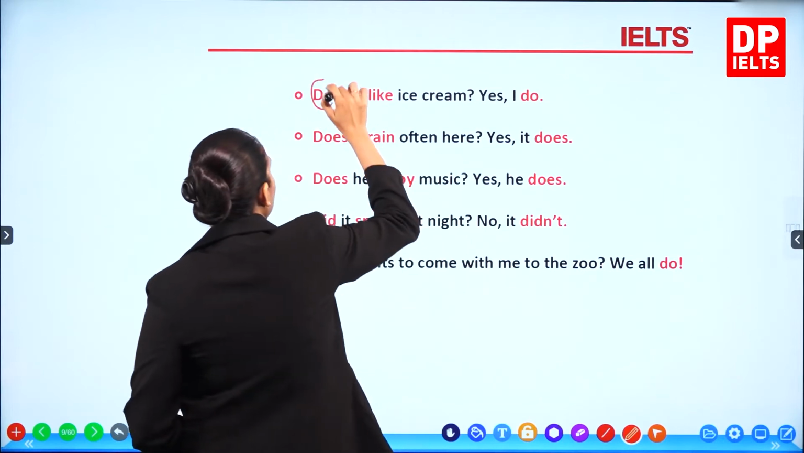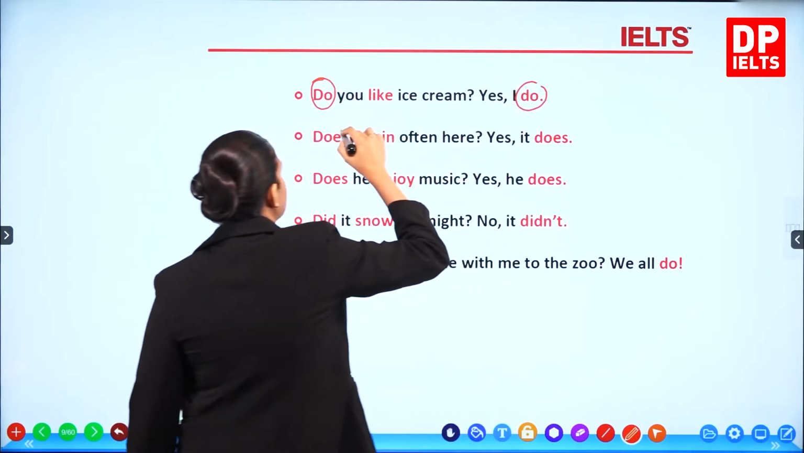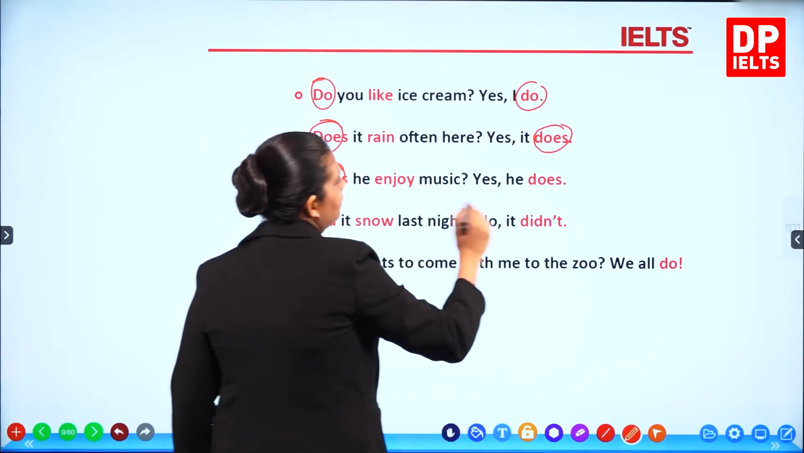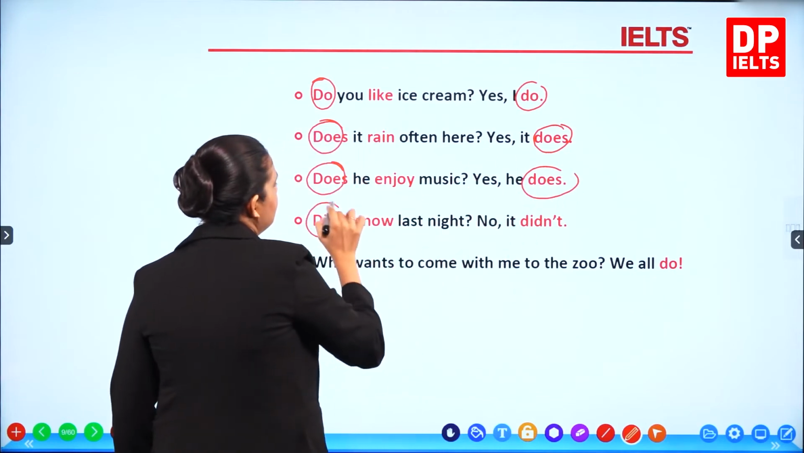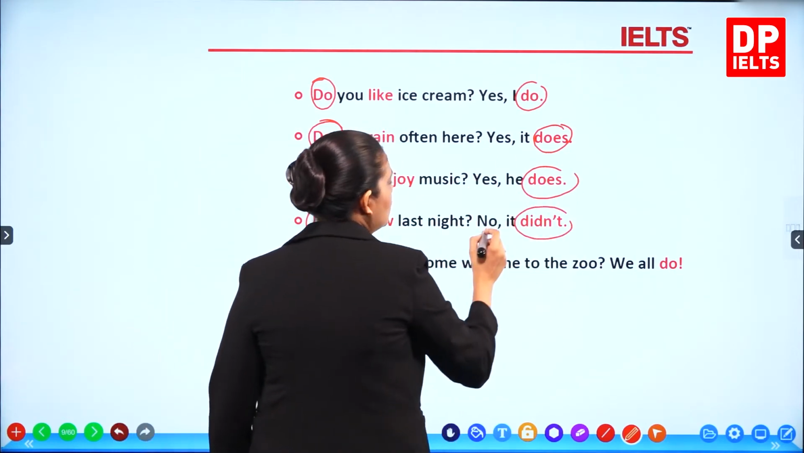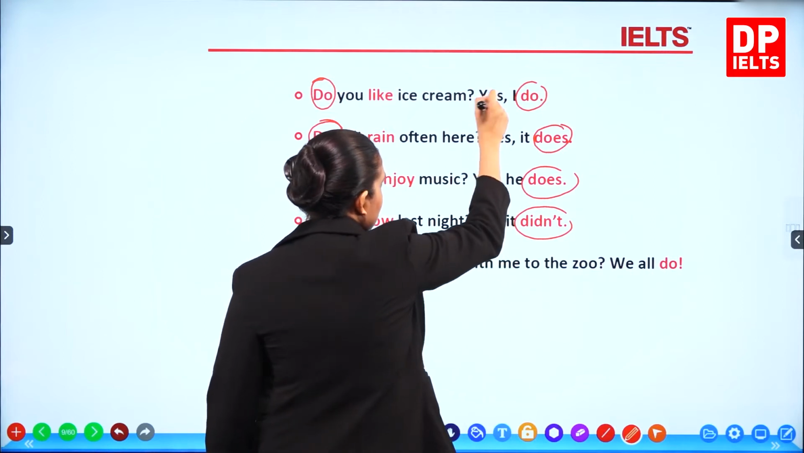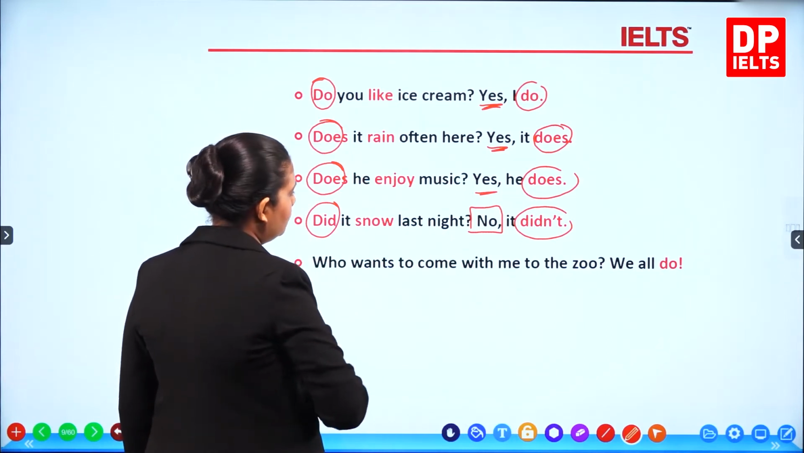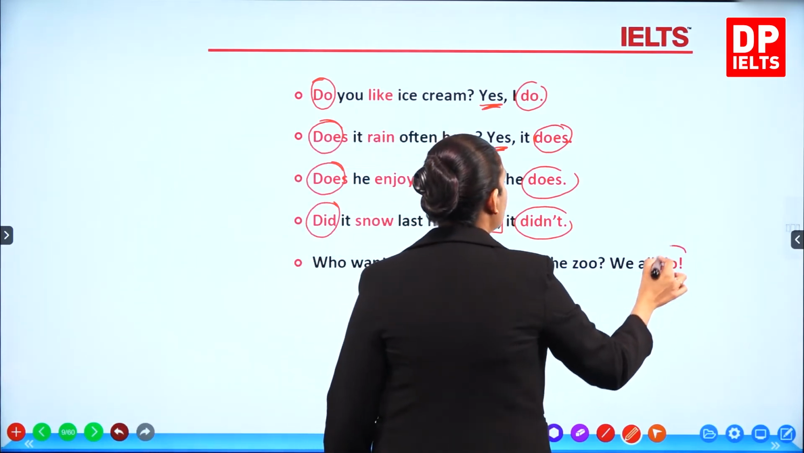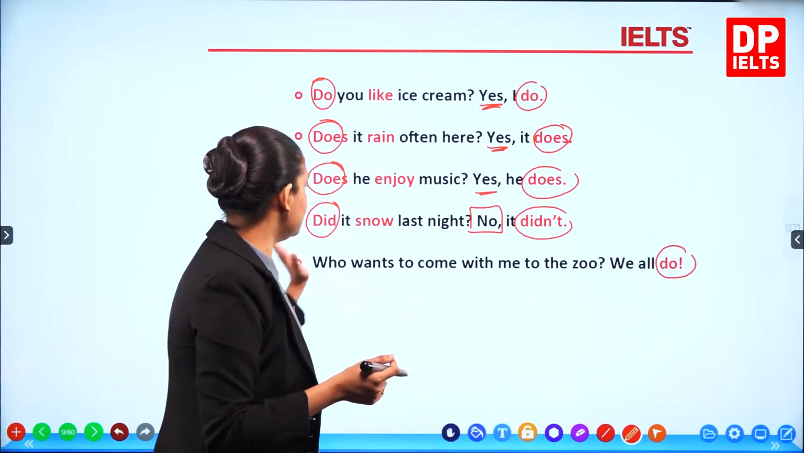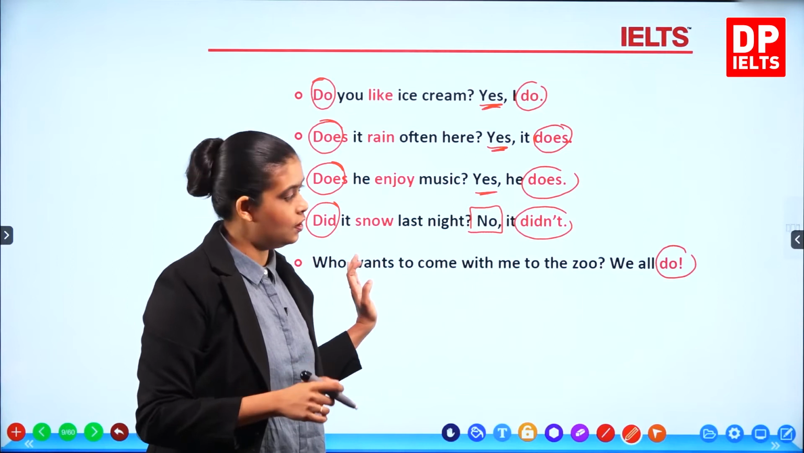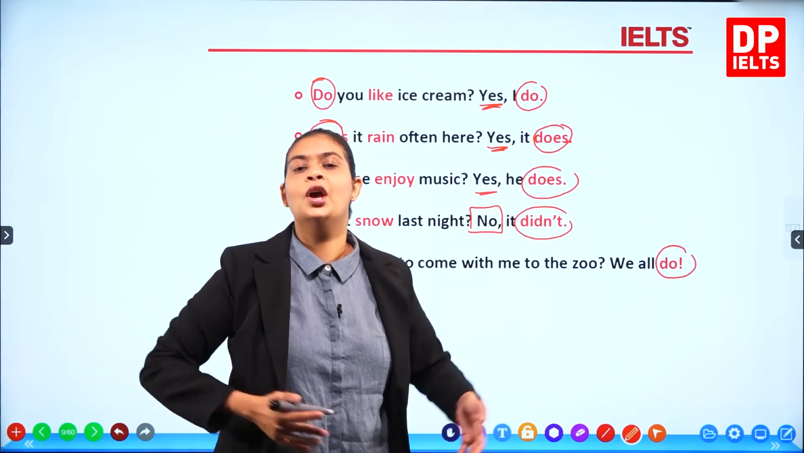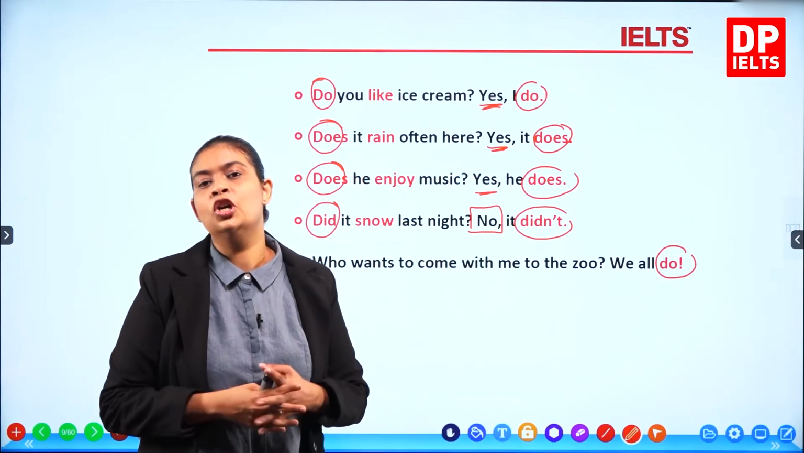So let us have a look at the helping verbs. Do, yes I do. Does, does. Did, didn't, because it's a negative form. Here you can see everything is positive, right? Who wants to come with me to the zoo? We all do. Now here there is no tag of do, but the answer is we all want to come. You can say we all want to come, or you can say we all do if you want to make it a short response.